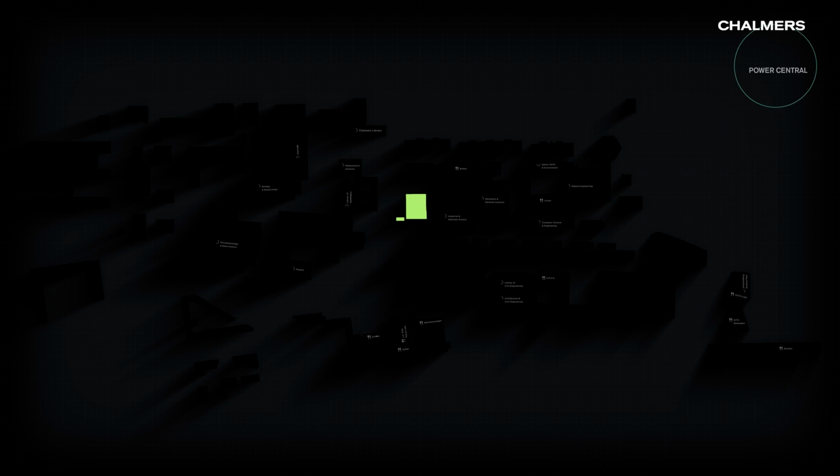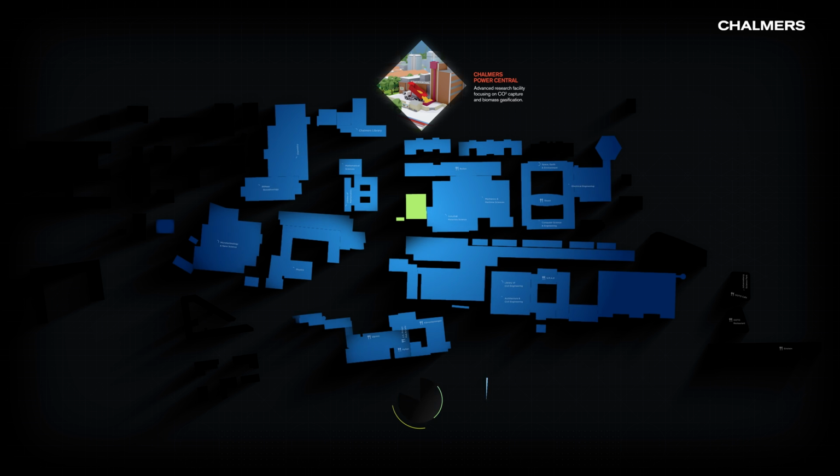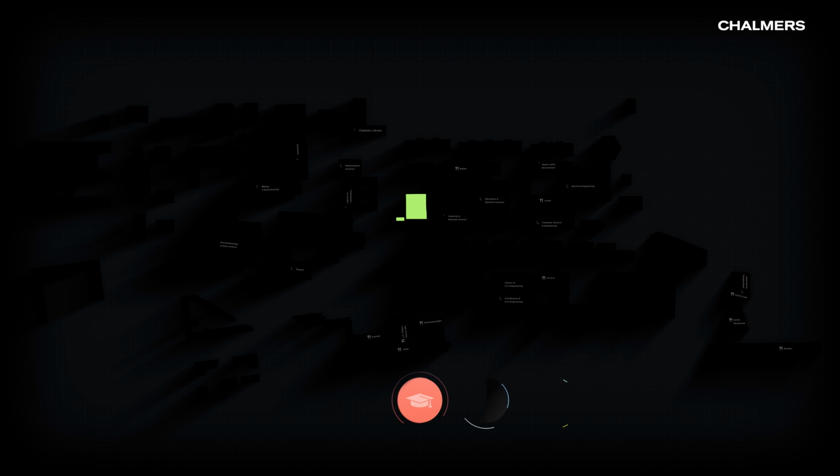And over here is the Chalmers Power Central. It's an advanced research facility focusing on carbon capture and biomass gasification. It generates heat to about 70% of the entire campus. At the Power Central, we bring together researchers, industrial actors, and the public sector. This creates exciting research areas and new ideas for a climate-friendly future.